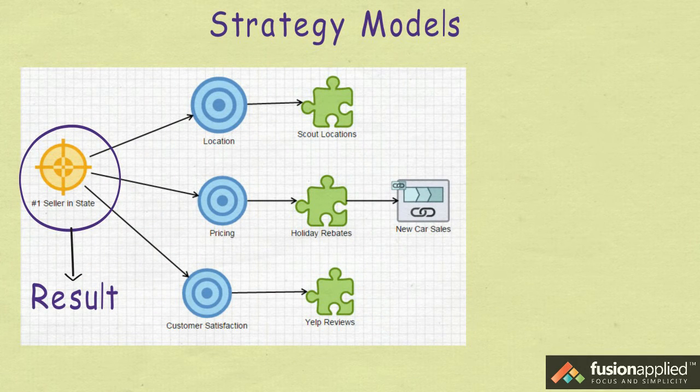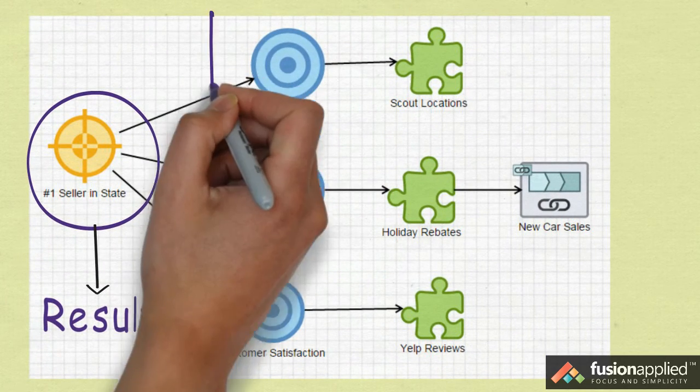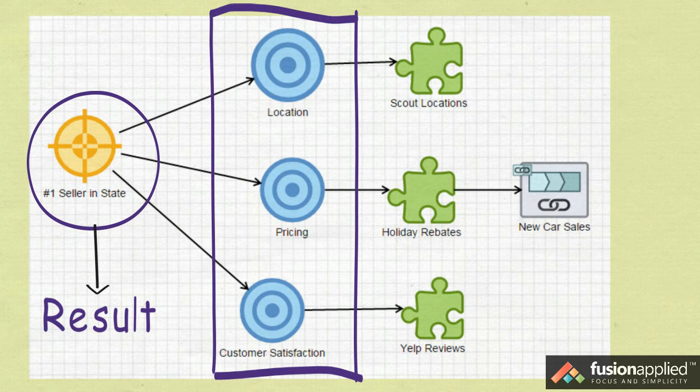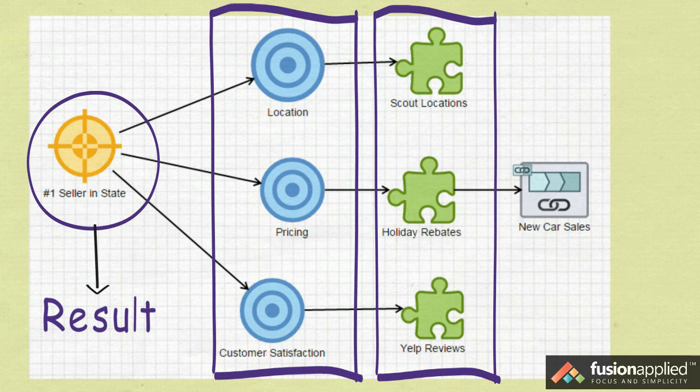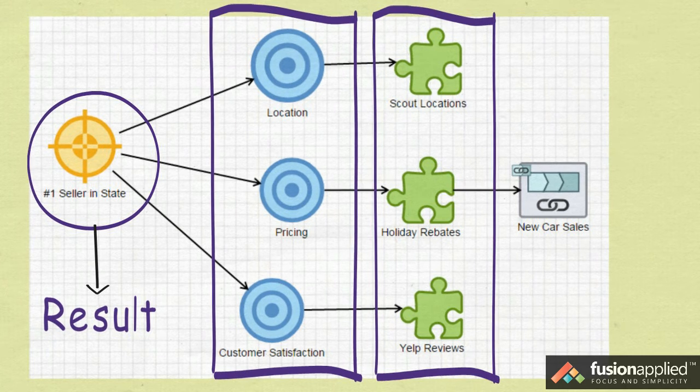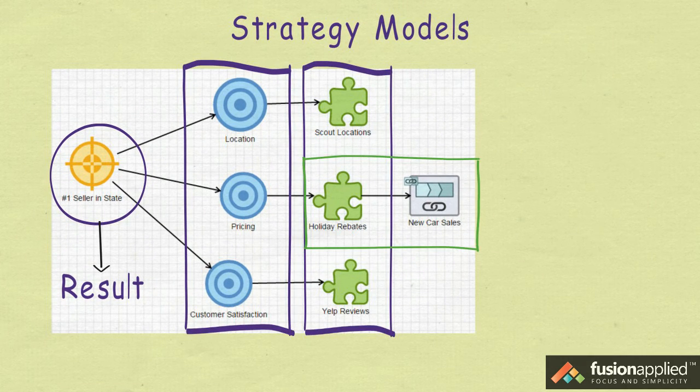For example, for our auto dealer, the goal could be to become the number 1 seller in the state. A goal can be broken down into one or more objectives. For example, to become the number 1 seller in the state, the objectives could be to choose a good location, have competitive pricing, and have the highest level of customer satisfaction. Strategies define the plan to achieve each of these objectives. For example, use holiday rebates to offer good pricing. You can also link a strategy to a value chain.